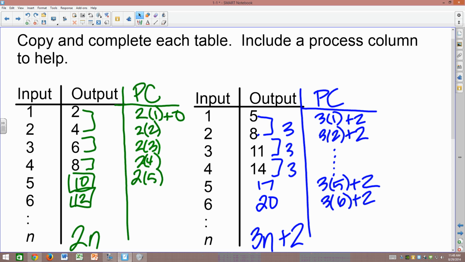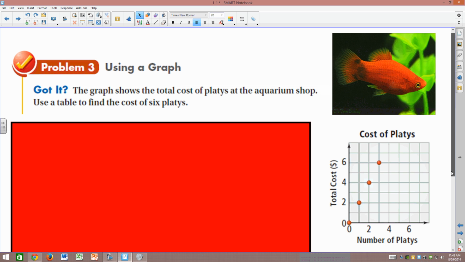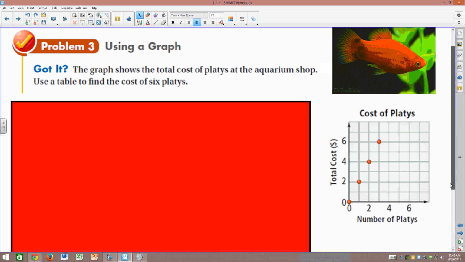The nice part about doing the process column is it helps you develop the rule. If we weren't going in order, sure, it's easy when it goes 5, 6, 7, 8, 9 to just keep adding 3 every time. But again, if you want to find the 25th figure, that'd be a lot. Right, shortcuts are the name of the game.